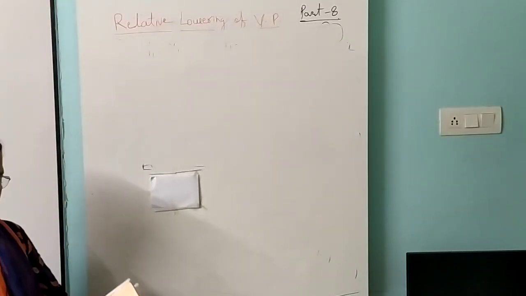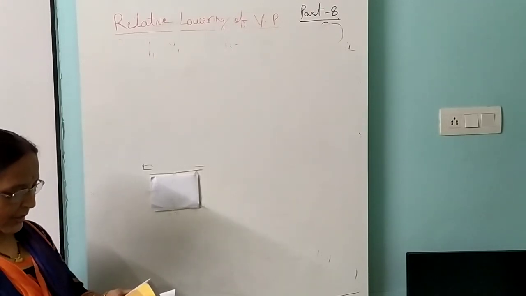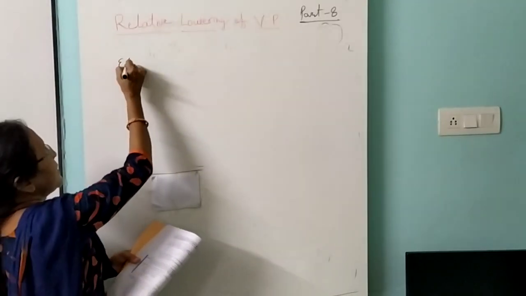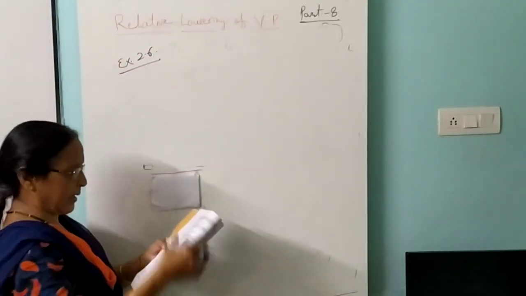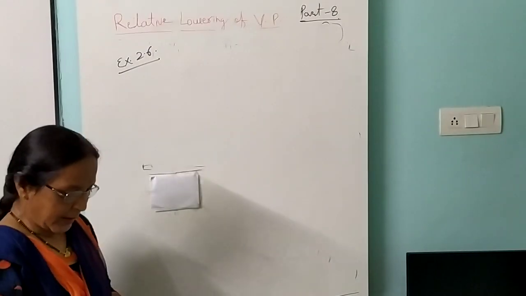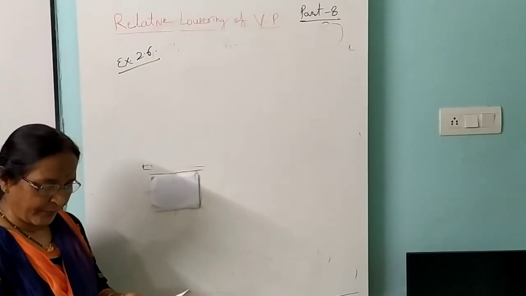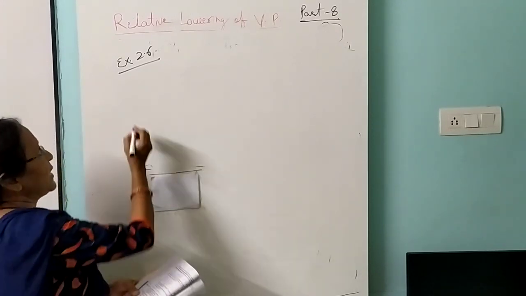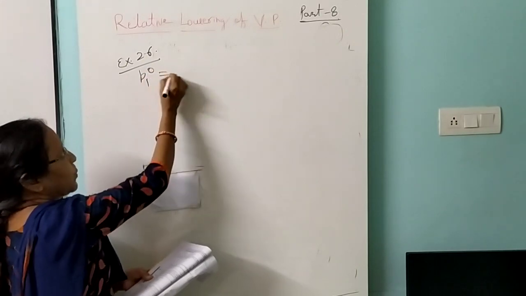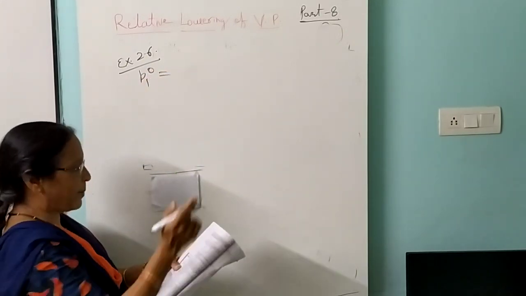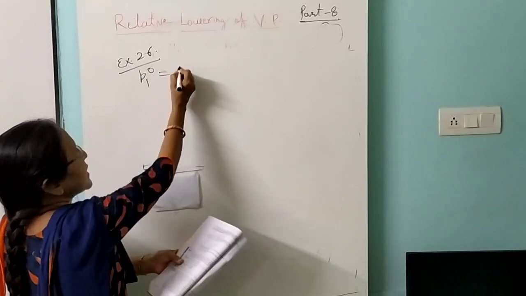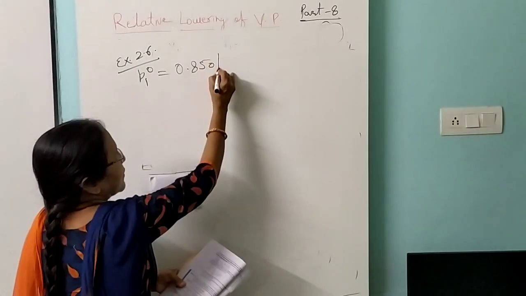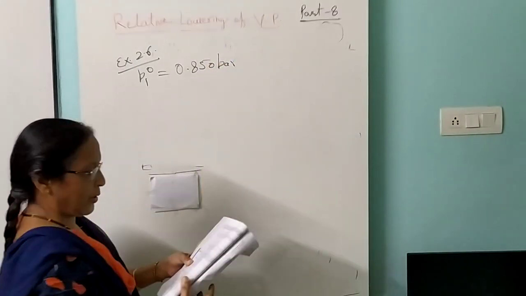Because already it is solved. Illustration is there. It is given example number 2.6. I will read here. The vapor pressure of pure benzene is given. Here, P1⁰: benzene is my solvent, so the vapor pressure of pure benzene is given, 0.850 bar. Bar is the unit.